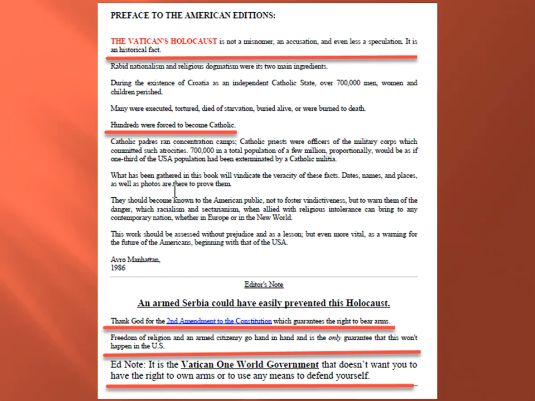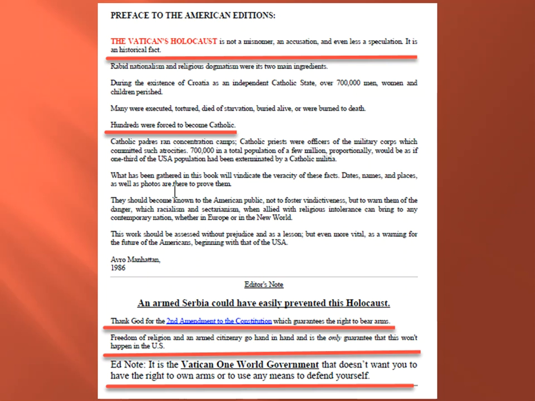The Vatican's Holocaust is not a misnomer, an accusation, or even less a speculation. It is a historical fact. Rabid nationalism and religious dogmatism were its two main ingredients. During the existence of Croatia as an independent Catholic state, over 700,000 men, women, and children perished. Many were executed, tortured, died of starvation, buried alive, or were burned to death. Hundreds were forced to become Catholic. Catholic padres ran concentration camps. Catholic priests were officers of the military corps which committed such atrocities.